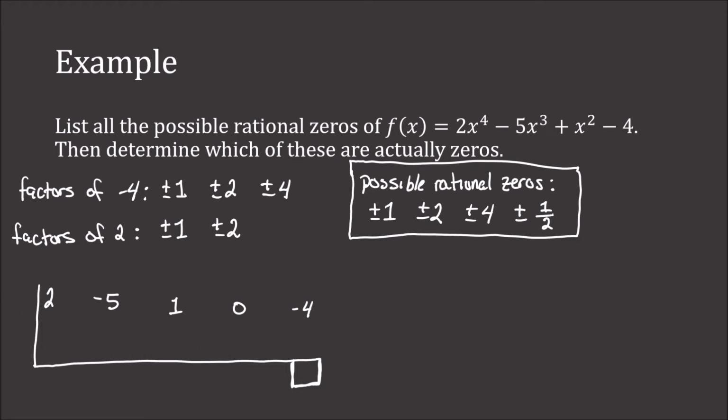So now let's try positive 4. 2 times 4 is 8, minus 5 is 3, times 4 is 12, plus 1 is 13, times 4 is 52, plus 0 is 52, times 4 is 208, minus 4 is 204. That's not 0.